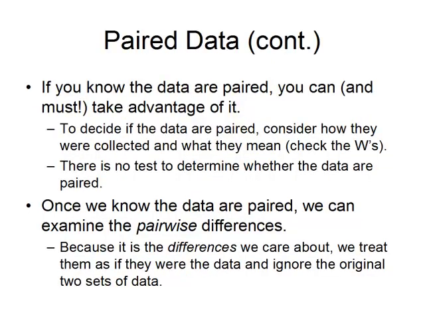If you know the data are paired, you can and must take advantage of it. To decide if the data are paired, consider how they were collected and what they mean. There is no test to determine whether the data are paired. Once we know the data are paired, we can examine the pairwise differences. Because it is the differences we care about, we treat them as if they were the data and ignore the original two sets of data.